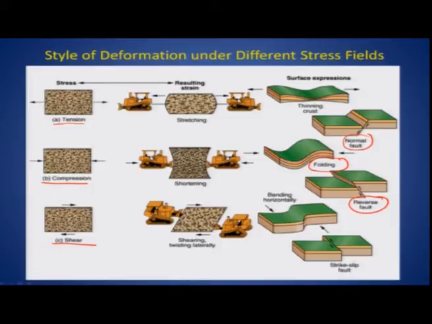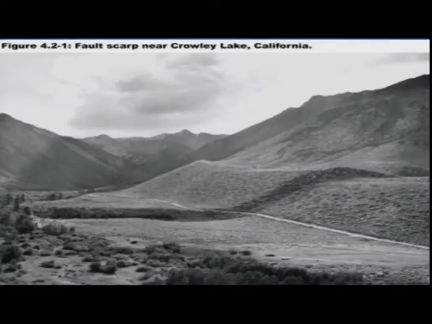So, you are having tension, you do stretching, and you are having thinning of the crust. When you have compression, you are doing shortening and you are thickening the crust and folding. And then you are shearing, you are twisting the crust. Now, here is one of the beautiful examples of the fault scarp from California, and what you see here is the fault scarp which has displaced the landform.